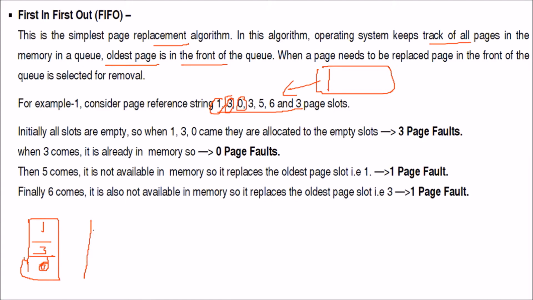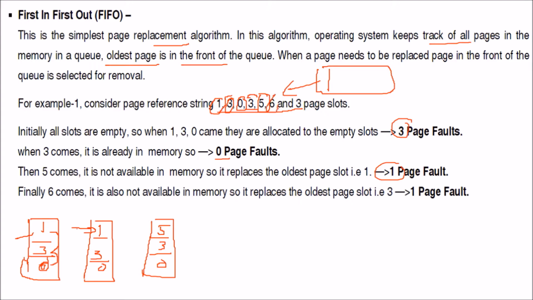Now, in the next one, because 3 has come, there will be no change. So there will be 0 page faults, it will remain like 1, 3, 0. Then 3 has come. This 3 has already come, now 5 has come, and we need to replace using FIFO. So we have this 1 as the oldest, right? Because 1 came earlier than 3 and 0, this 1 will be replaced by 5. 3 and 0 will remain like this, right? So we have one more page fault.